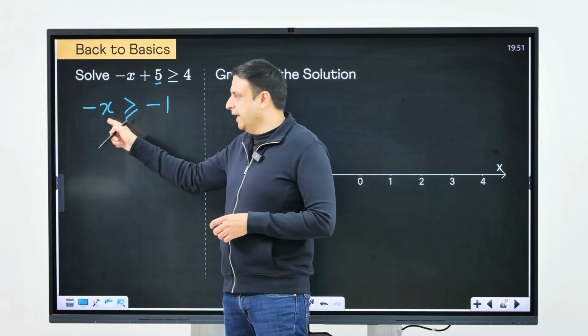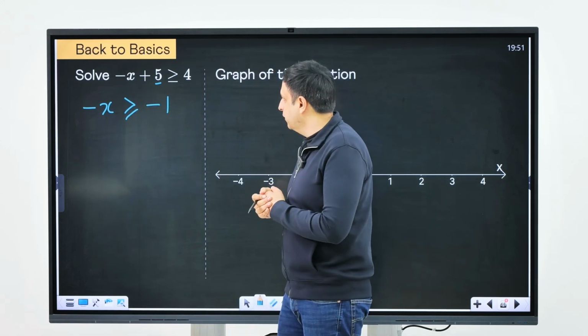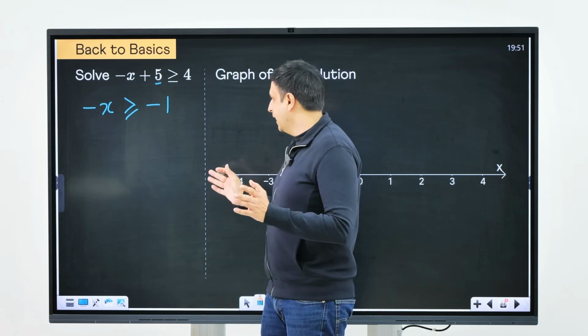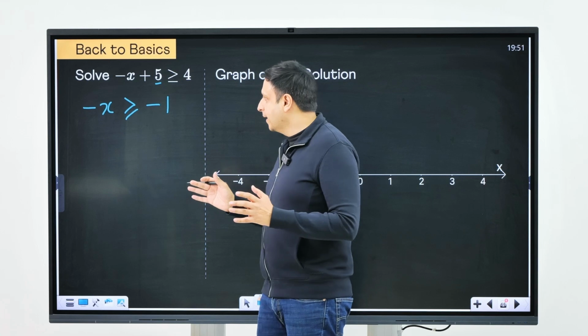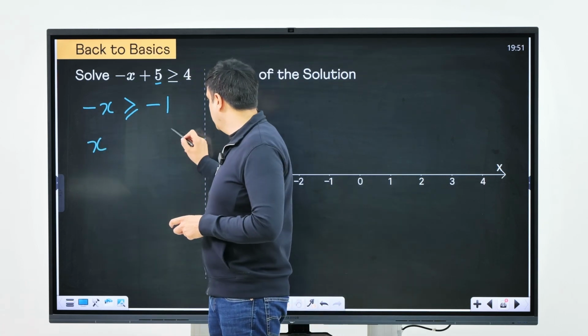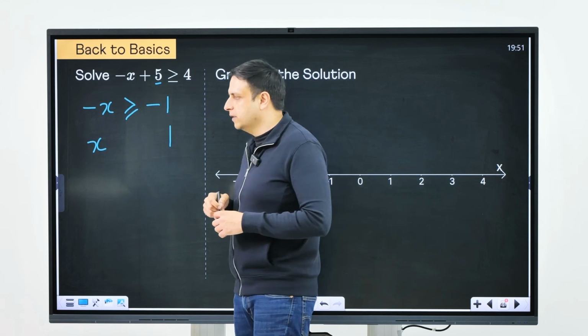But I need x. I need the solution in terms of x, but I have a negative x on the left side. So what do I do now? Well, I can simply multiply by negative 1 on both sides. So I get x on the left side, and negative 1 times negative 1 is 1 on the right side.